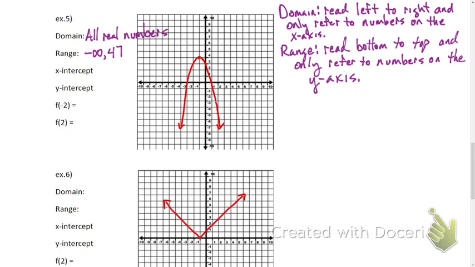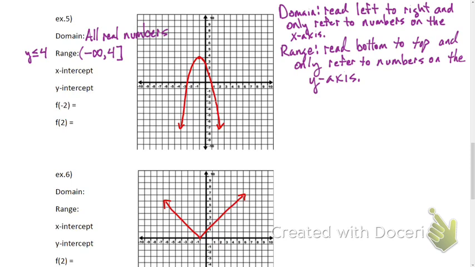Use a bracket because at 4 there's a solid dot, and anytime you have an infinity symbol, you use a parenthesis. You're also able to write this thing like this. I prefer the parenthesis and the bracket because it's less to write, but you can write that like that too, and that's your range.